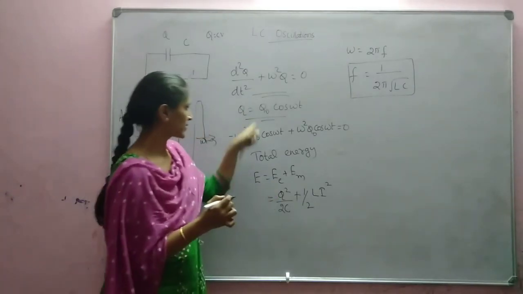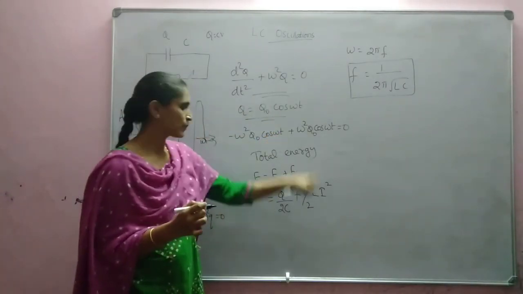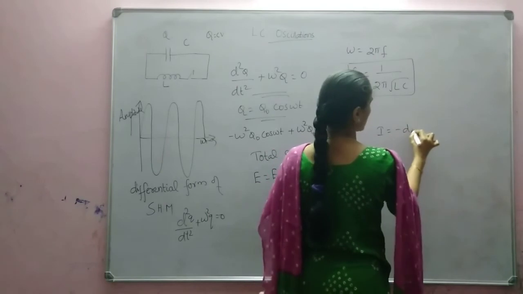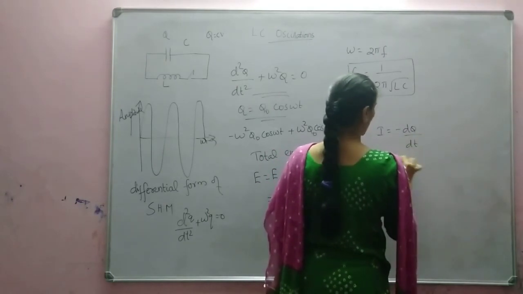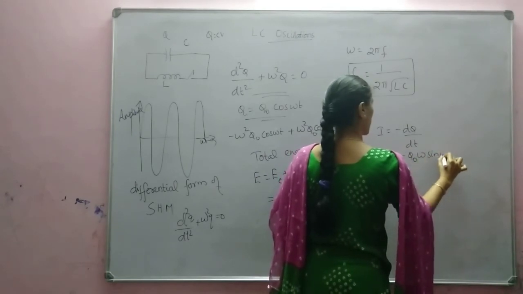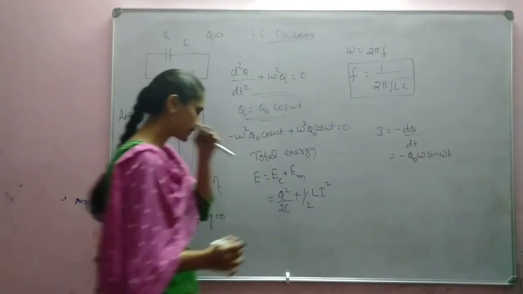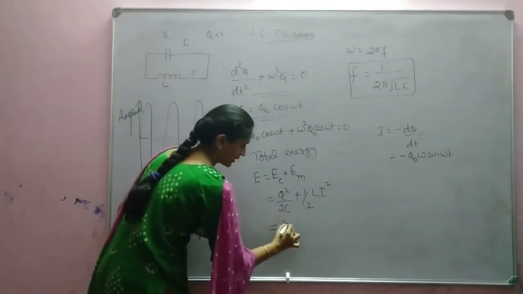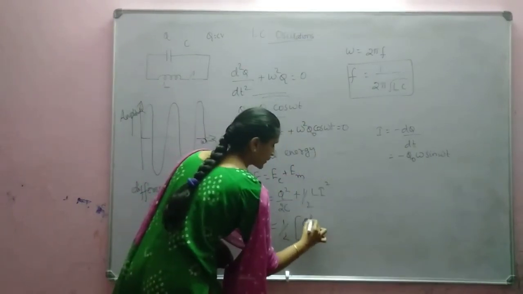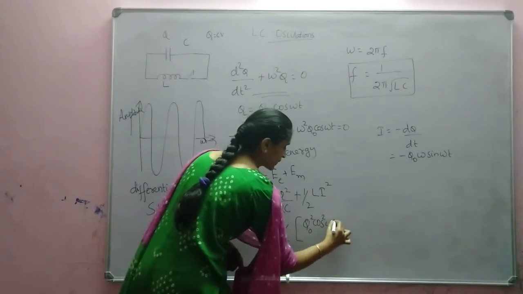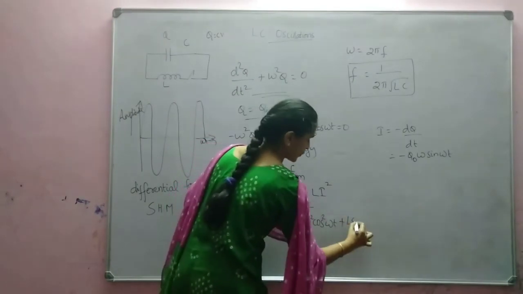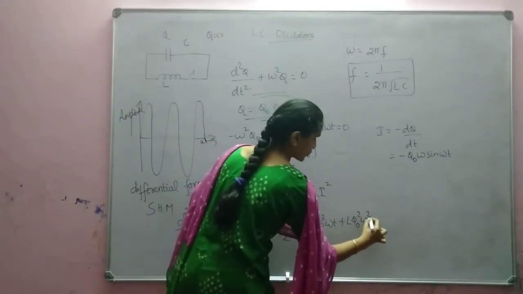How to find q? You can substitute q equals q0 cos omega t. Then how to get I? We just discussed, I is equal to minus dq by dt. If you differentiate, what you will get? Minus q0 omega sin omega t. So you can substitute here. Half can be taken common. Q square you can write, what you will get? q0 square cos square omega t plus L times I square, meaning q0 square omega square sin square omega t.